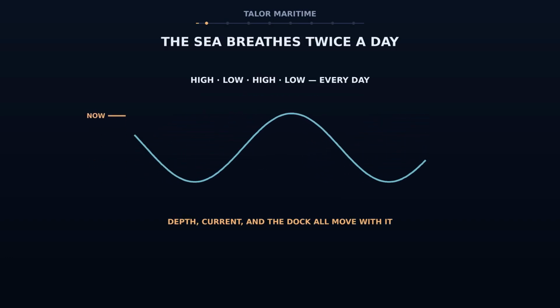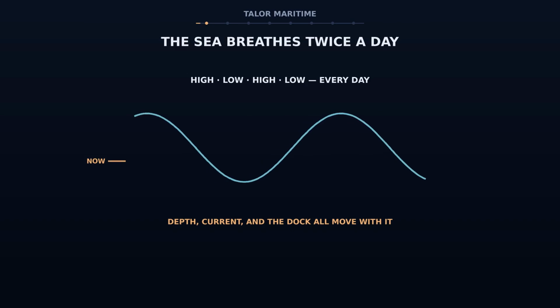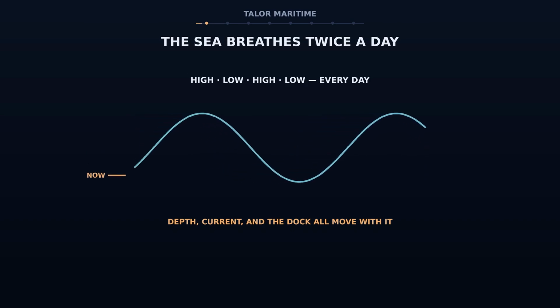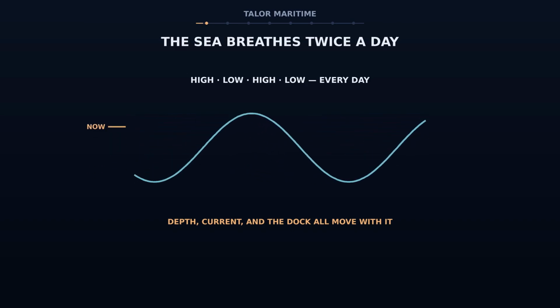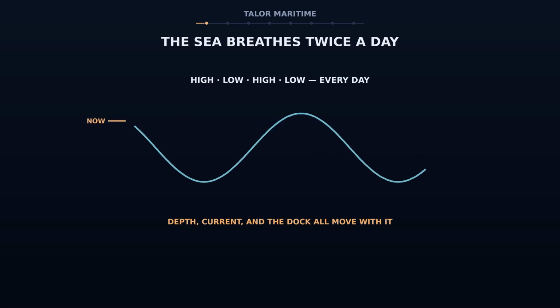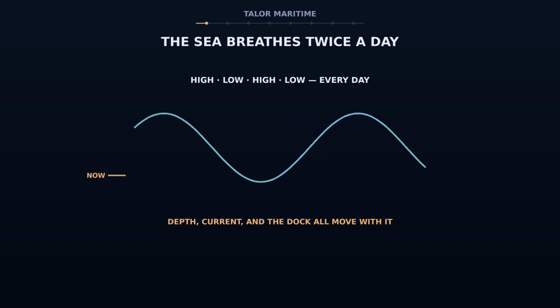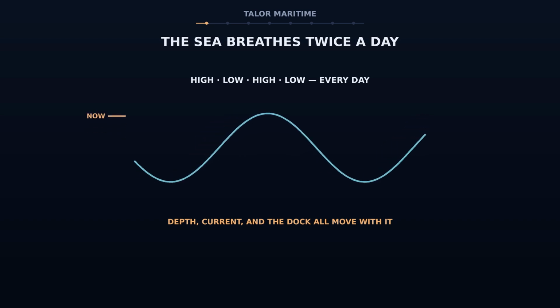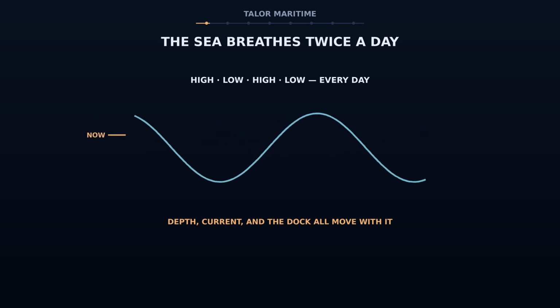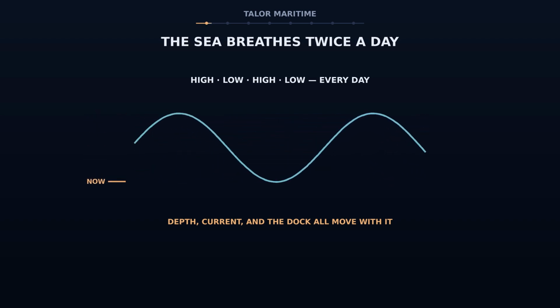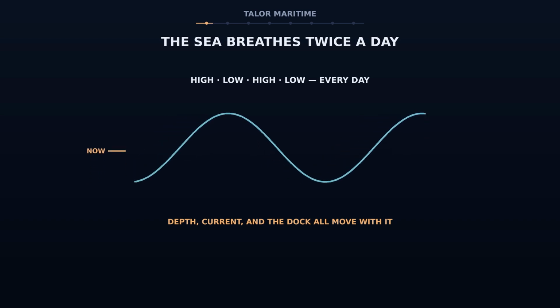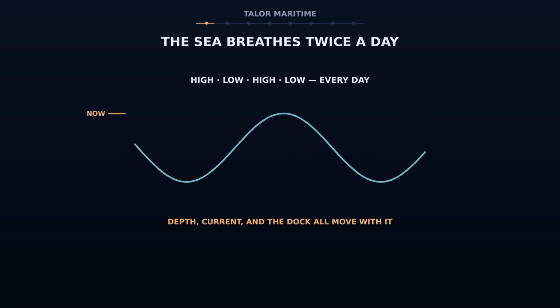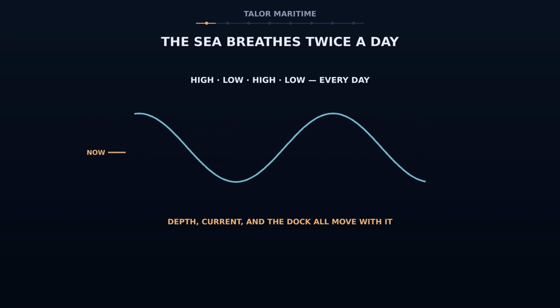Twice a day most coasts heave several feet of ocean, and everything a boater cares about moves with it. The depth under the keel, the current in the channel, the height of the ramp at the dock. The tide table is the forecast, and it is easier to read than most people think. In the next few minutes: why tides behave as they do, how to read the table itself, the Datum Trick behind every number, the Rule of Twelfths, and the streams that matter more than the heights.